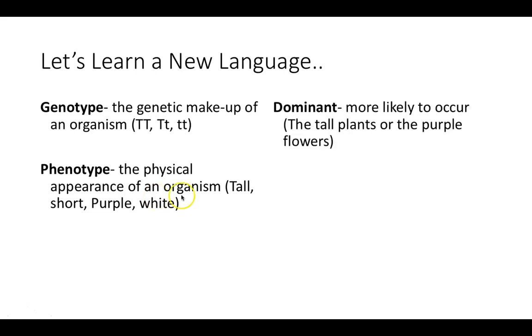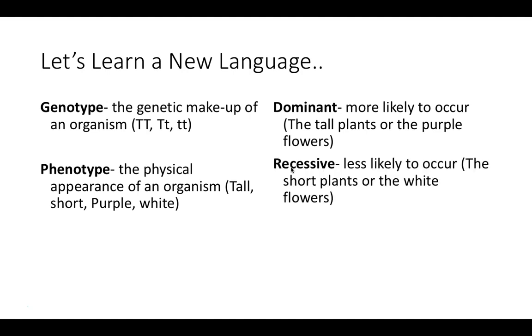Dominant, what is more likely to occur. Don't forget, when you have the dominant allele, you have the dominant trait. Recessive, what is less likely to occur. Remember, the only way to have a recessive trait is to have two recessive alleles.